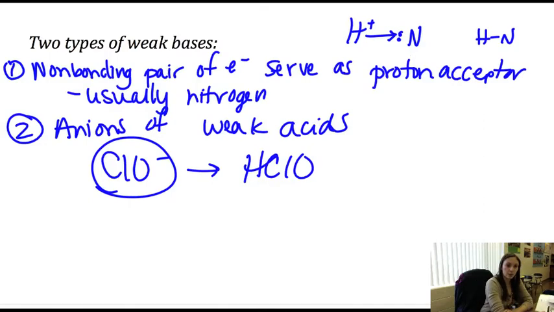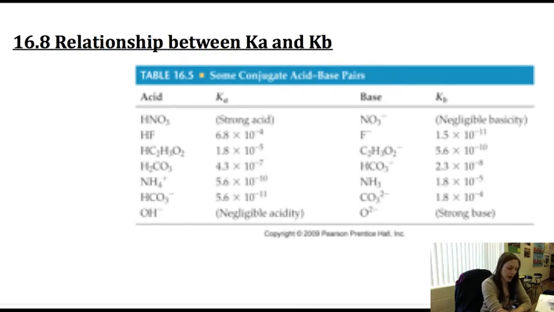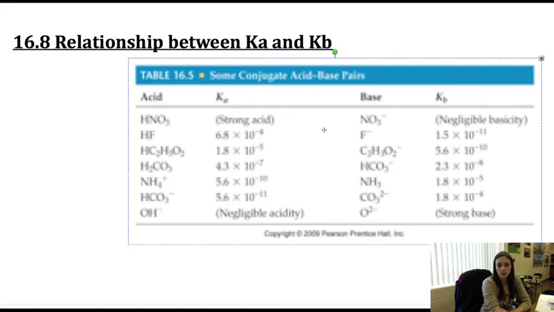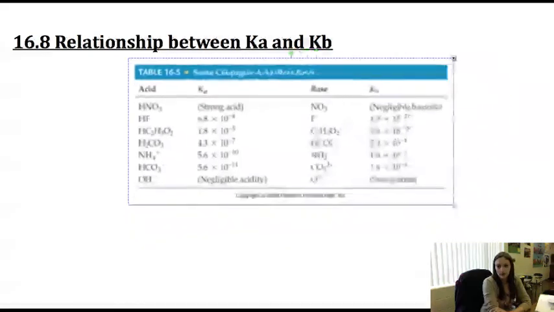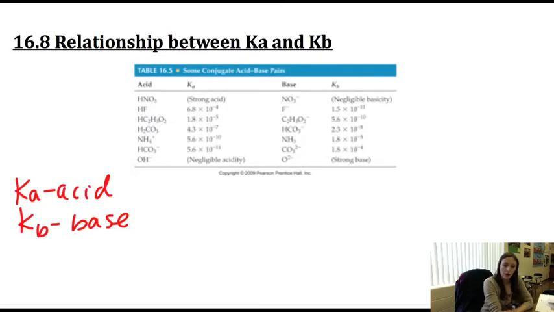Okay, for 16.8, we're looking at the relationship between Ka and Kb. When we're looking at Ka, we're talking about the acid dissociation constant. When we're dealing with Kb, we're talking about the base dissociation constant. If I have a Ka for HNO3, a strong acid, that Ka is going to be really, really large. That means the base, NO3-, is a very, very weak base, so it's kind of negligible.